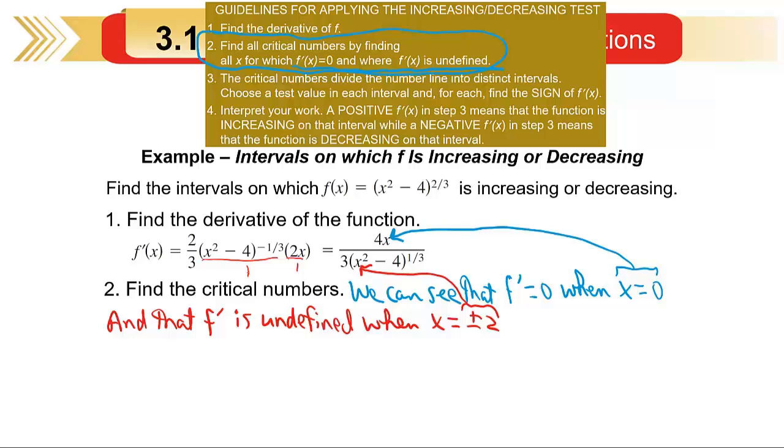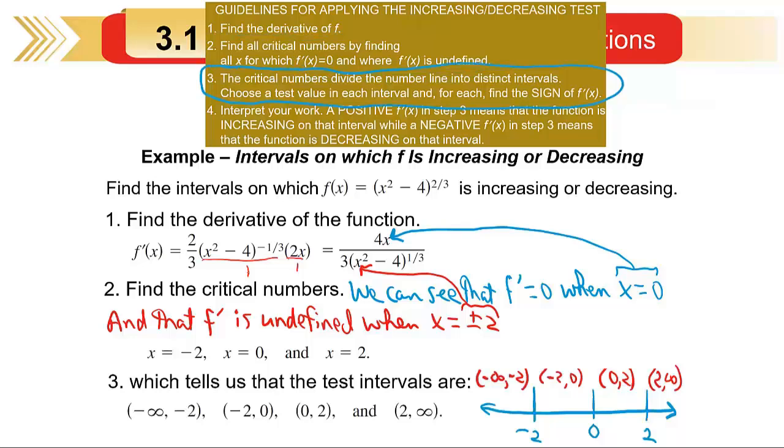And remember, look back up at step number 2. You're looking for values that make the derivative 0 and the values that make the derivative undefined. So when you have a fraction, the numerator gives you the values where the derivative is 0, and the denominator gives you the values where the derivative is undefined. So when all is said and done, you've got 3 critical numbers, plus or minus 2 and 0, and you want to put them in order from left to right. So it's -2, 0, and 2. Those are your critical numbers.